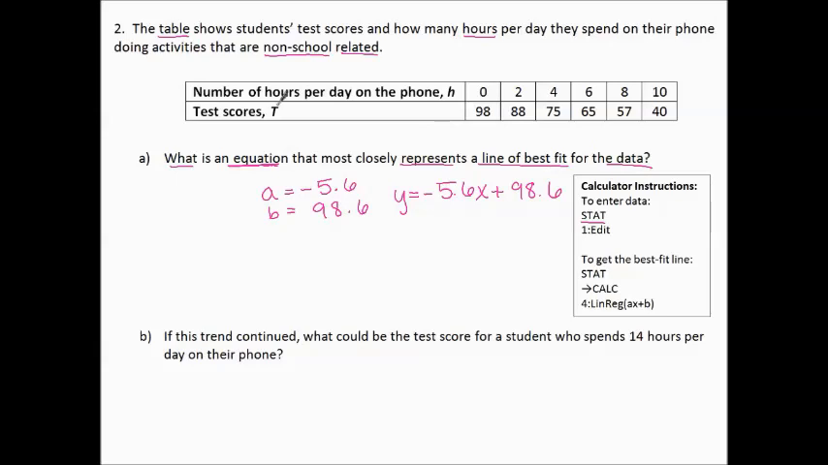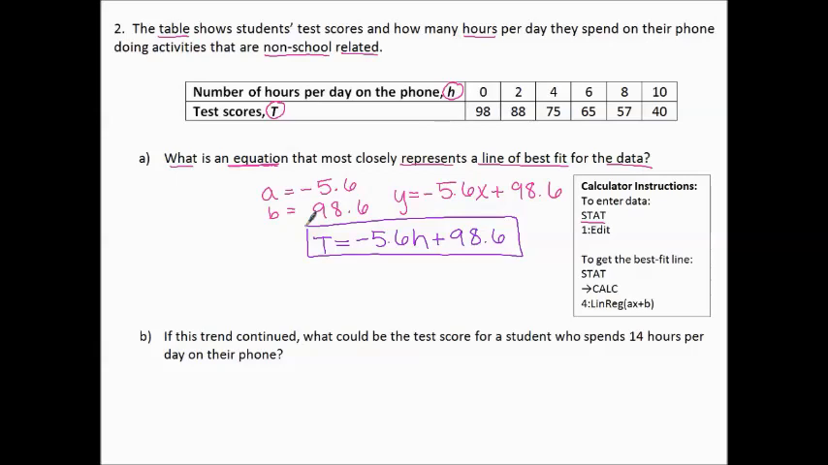When I go back, I notice here I have some different variables. I don't have x and y, I have h and t. So I'm going to go ahead and substitute just so I have the correct variables. So my test scores are going to be equal to negative 5.6 times my hours plus 98.6. That is going to be my equation for the line of best fit.